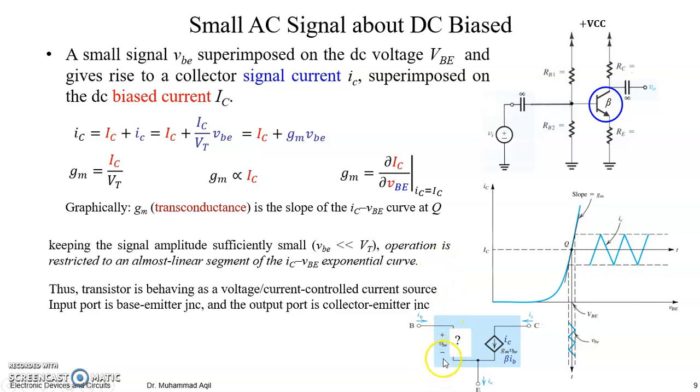We can call it a current controlled current source. It means the value of this output current will depend on this input current. Why? Because for a particular AC VBE, a particular amount of AC current will be injected into the base, right? And that amount will control the amount of the AC collector current, right? Because these are interdependent, so we can say that these two are also interdependent.